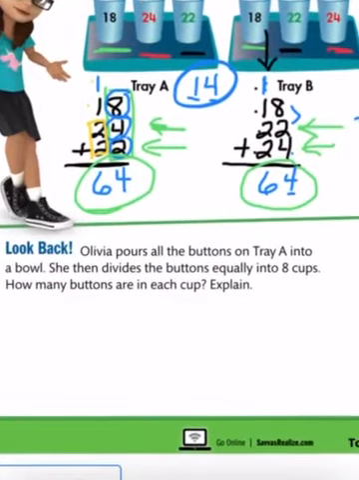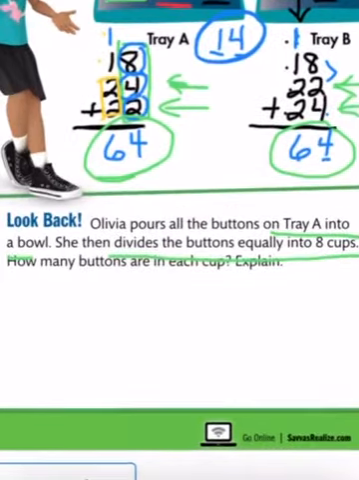Let's look back. Olivia pours all the buttons on tray A into a bowl. She then divides the buttons equally into 8 cups. So all we have to do here, and we haven't really practiced this yet, but if we're taking all the buttons from tray A, okay, that's 64 buttons.